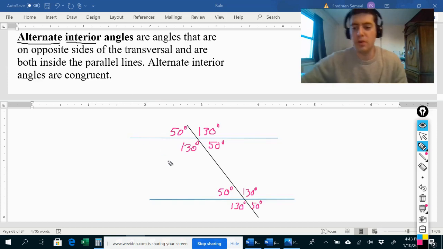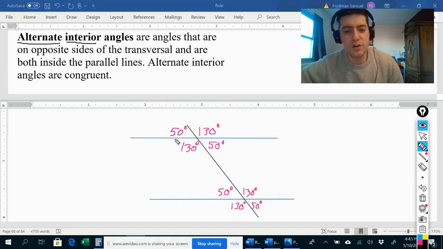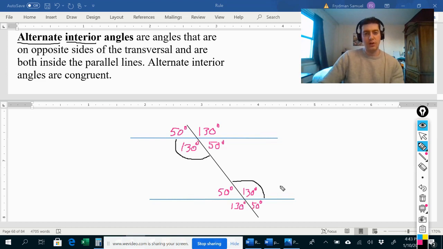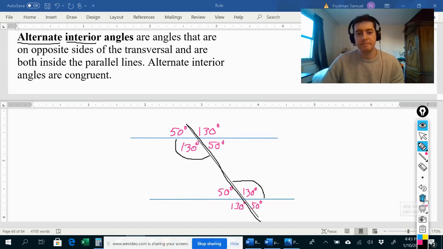So for example, this angle right here and this angle would be alternate interior angles. Alternate because they're on opposite sides of the transversal. Remember, this is the transversal over here. And interior because they are inside the parallel lines, okay? And alternate interior angles, as you can see from this diagram, are congruent. They are equal to each other, all right?